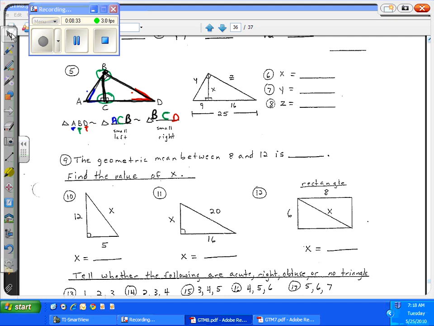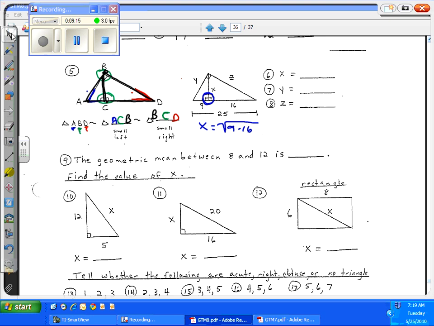If the altitude is drawn through the hypotenuse of a right triangle, then the two little triangles formed are similar to one another and similar to the whole big triangle. Based on the similarities and all the proportions that would come from it, we could say this. If the altitude is drawn to the hypotenuse of a right triangle, then the altitude x is the geometric mean between the two segments of the hypotenuse, meaning that x is equal to the square root of piece times piece.